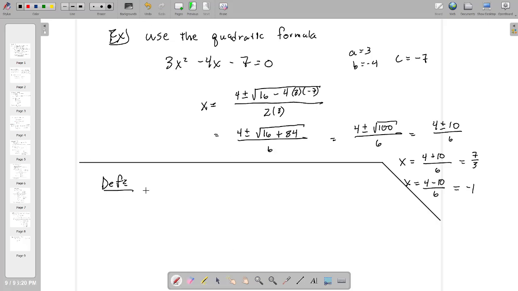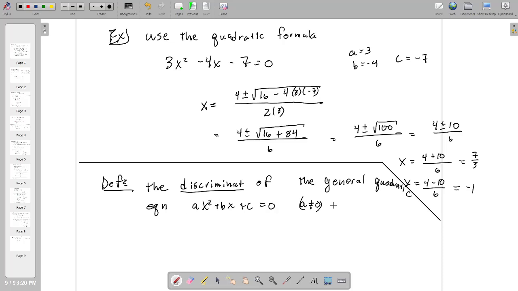Definition. The discriminant of the general quadratic equation ax squared plus bx plus c, where a is non-zero, is D equal to b squared minus 4ac. Now this number should look very familiar, specifically because it's a part of the quadratic formula.